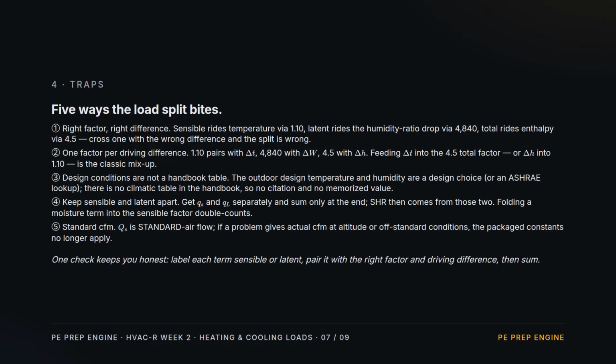Traps. 1. Each factor carries 1 part: 1.1 the sensible on temperature, 4,840 the latent on moisture, 4.5 the total on enthalpy. 2. Never cross them. Feeding delta T into the 4.5 total factor is the classic mix-up. 3. Design conditions are a choice, not a handbook table, so no citation. 4. Carry sensible and latent separately and sum only at the end. 5. The flow is standard CFM. Actual airflow at odd conditions breaks the packaged constants.